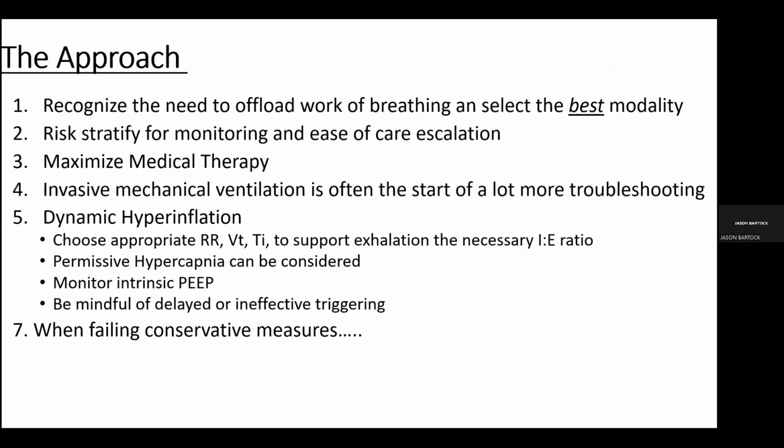Invasive mechanical ventilation often starts with a lot more troubleshooting once you put the patient on the ventilator. So be prepared. Don't just walk away. Be prepared to take control and maximize the expiratory phase of ventilation so that you can prevent the cyclical dynamic hyperinflation and high intrinsic PEEP that all too many people get stuck in once they invasively mechanically ventilate patients. Do everything you can to prevent dynamic hyperinflation.